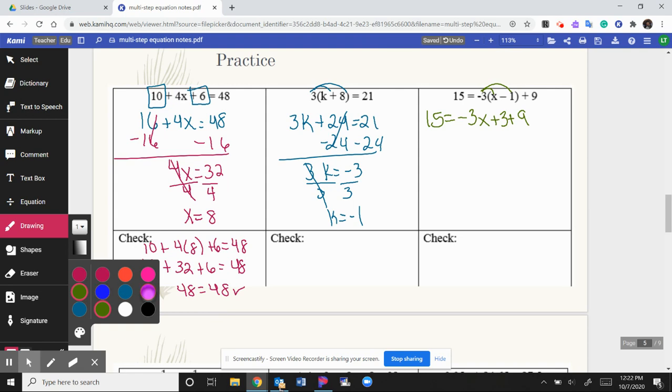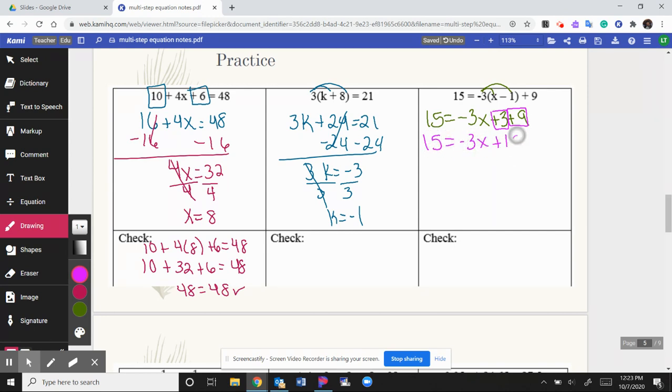Next thing we need is our combining like terms. Now you're combining like terms on one side of the equal sign. Okay, so I have a 3 and a 9, which is going to give 12. So everything else here I'm just going to bring down. Okay, now we're back at our previous spot. Just use the equation.